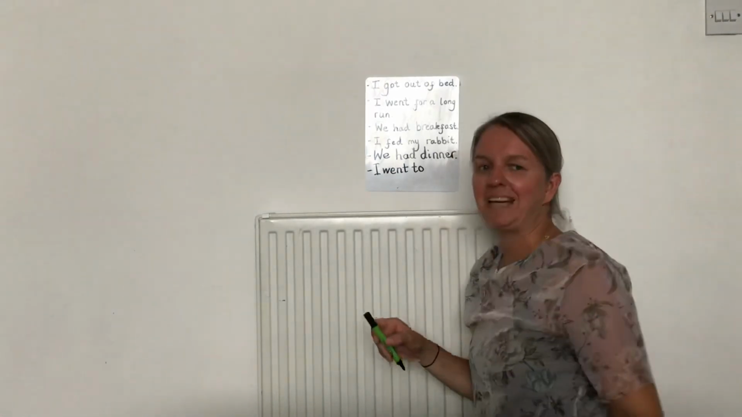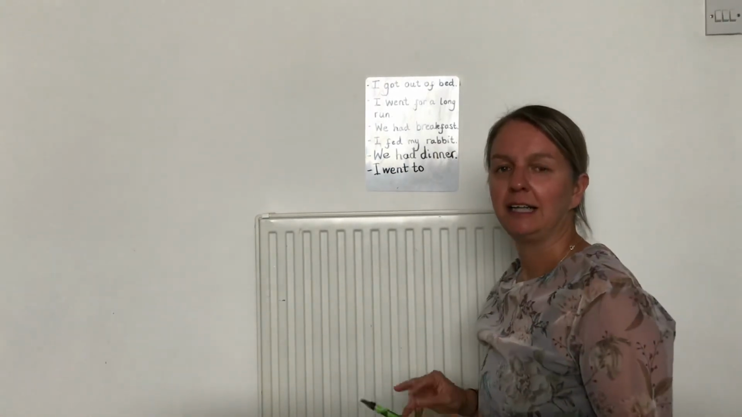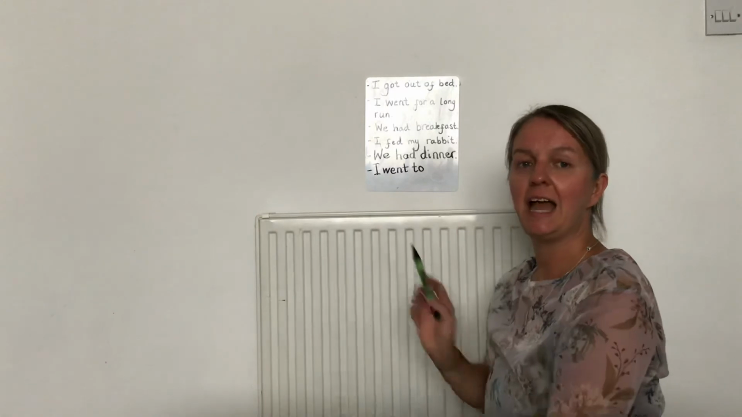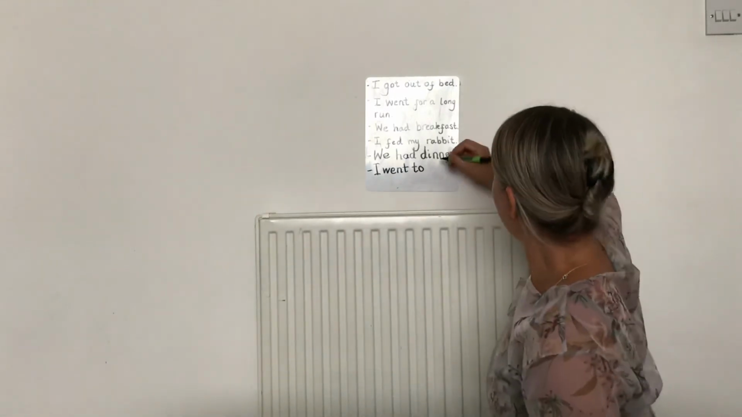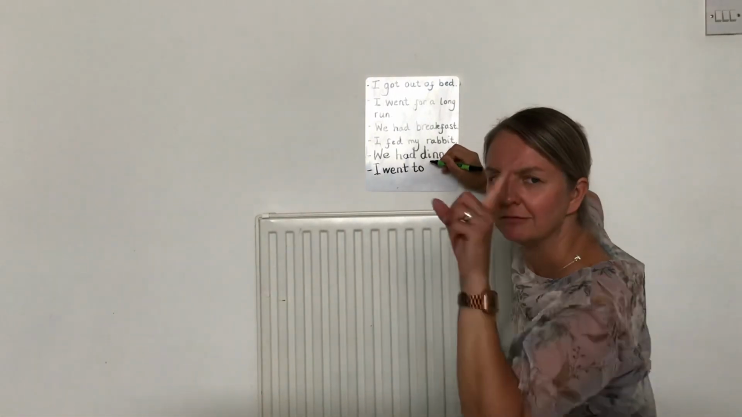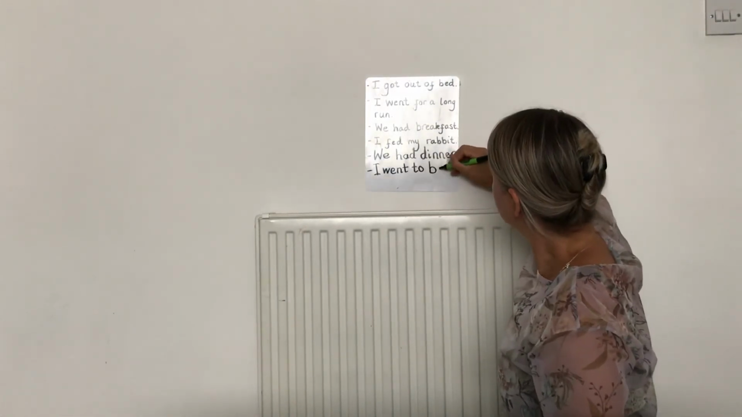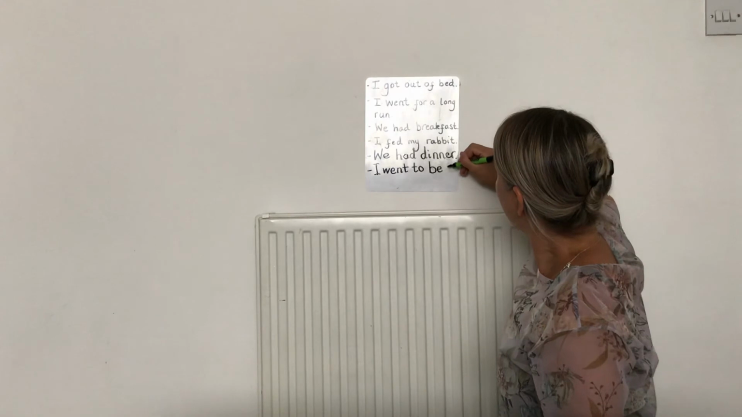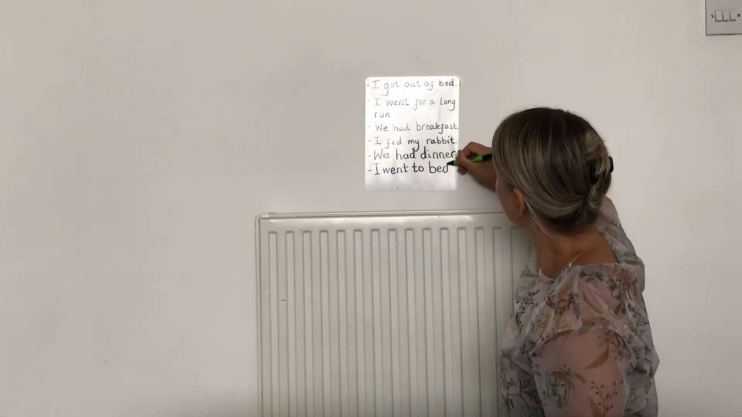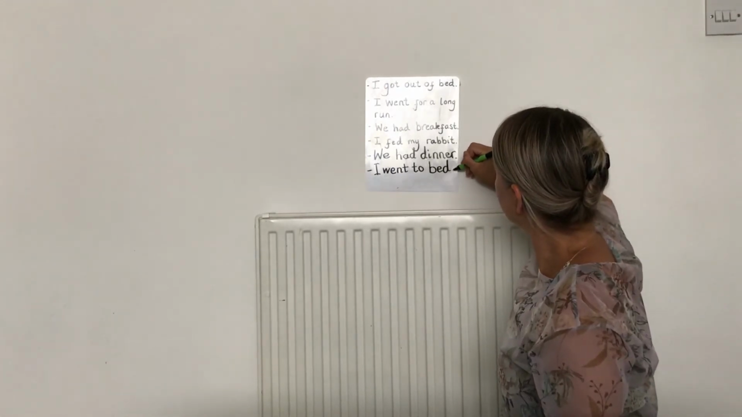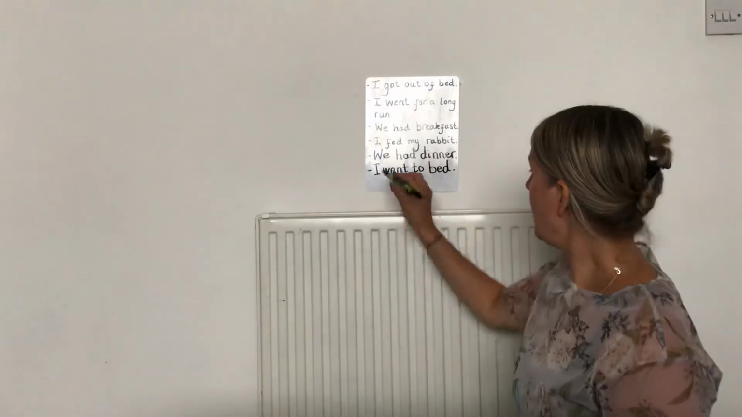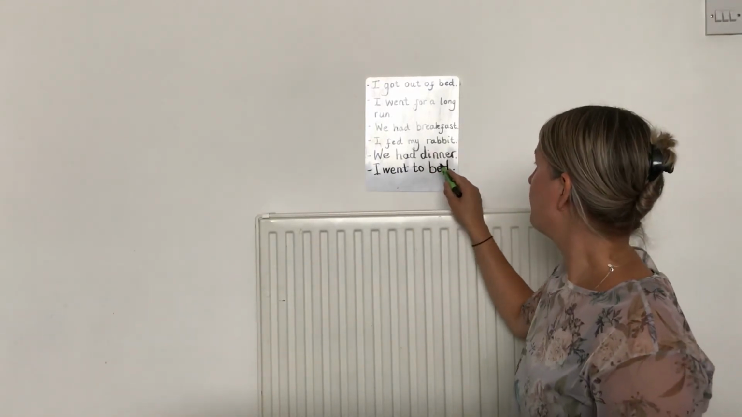Okay. And bed is an easy peasy one. Let's segment it. B, E, D. And it's got our B and E in it. So B, remember, bat before ball. B, E, and D is drum before drum stick. Bed. I went to bed.